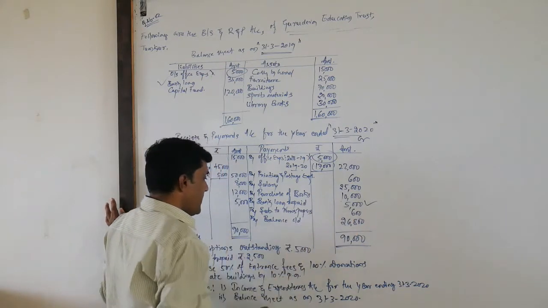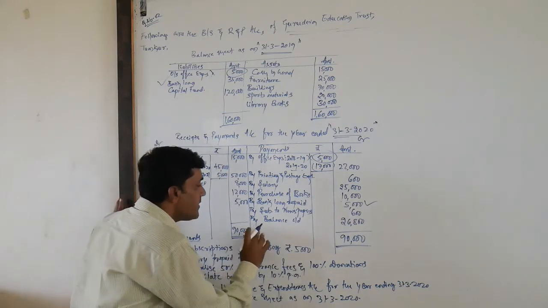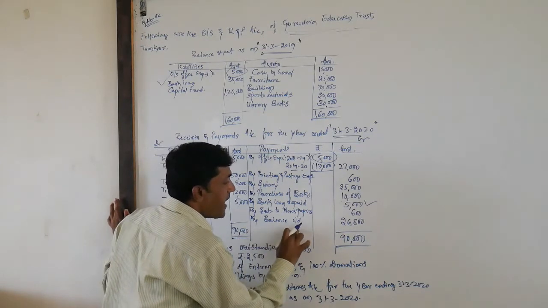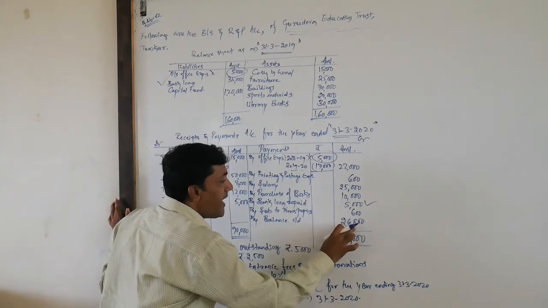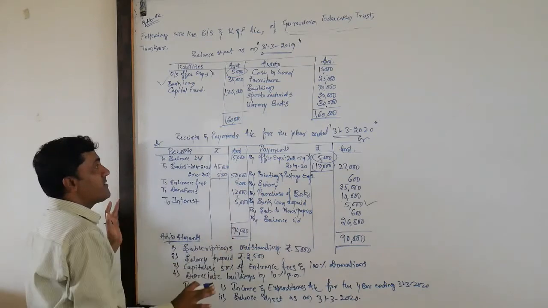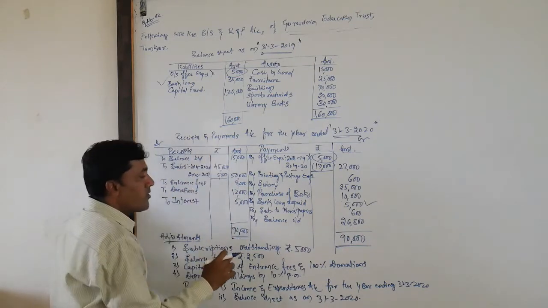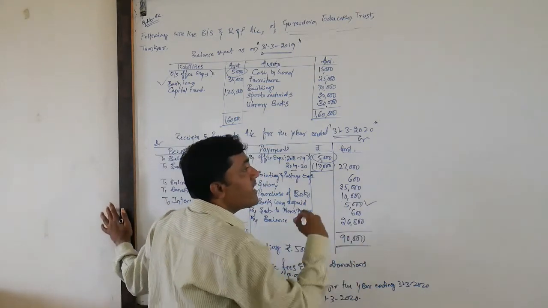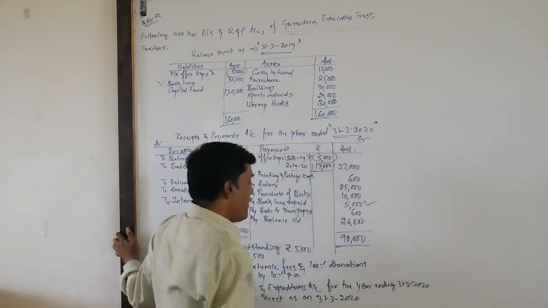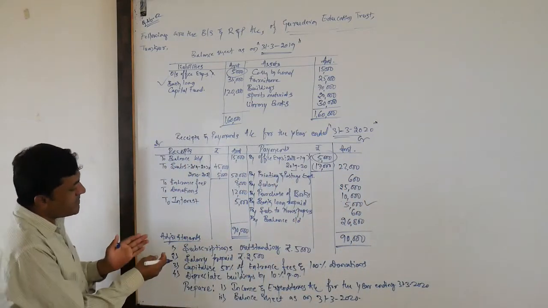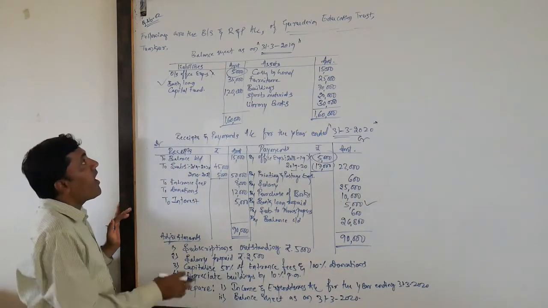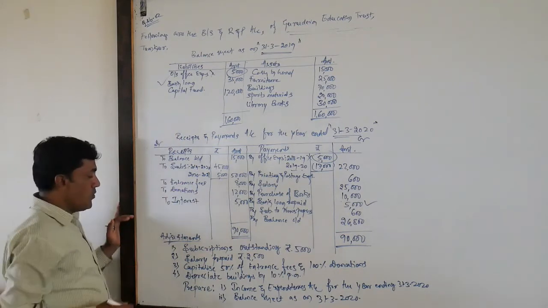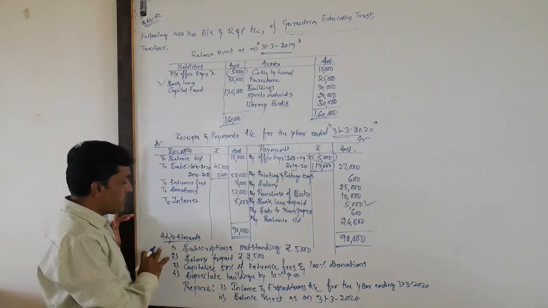Subscriptions to newspapers is a revenue expenditure, rupees 600. This is very important. By balance carried down 26,800. This is the closing balance from the receipts and payments account. It needs to be written on the asset side of the current year balance sheet. So after observing these two, now we need to concentrate on the adjustments.